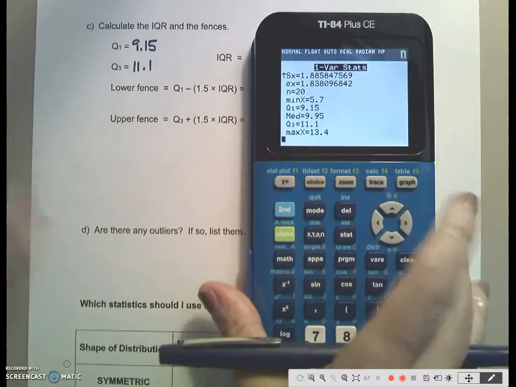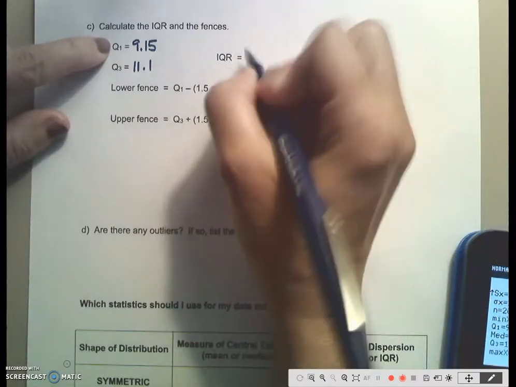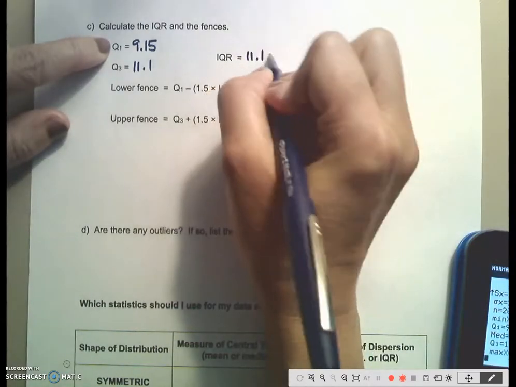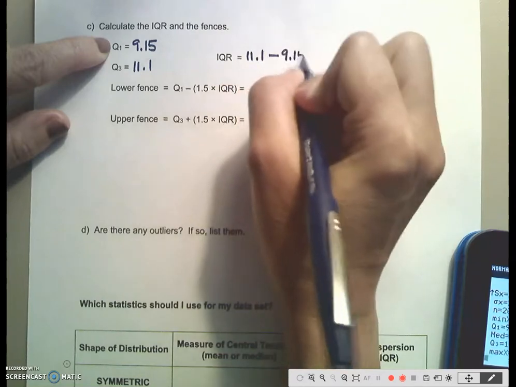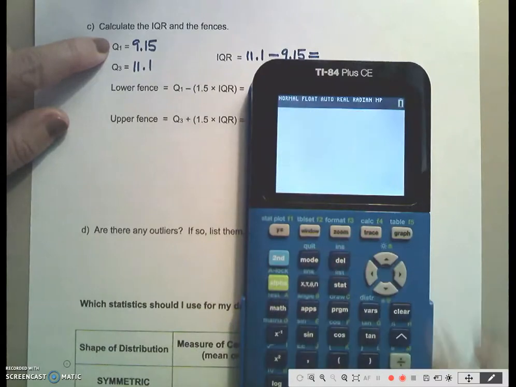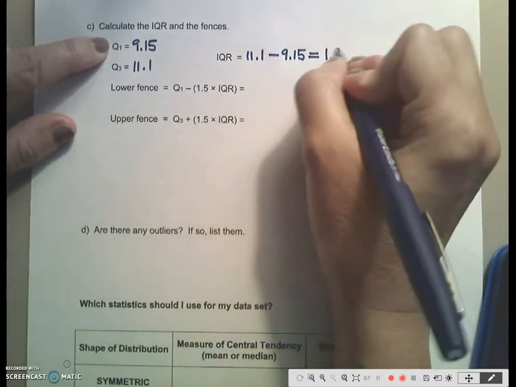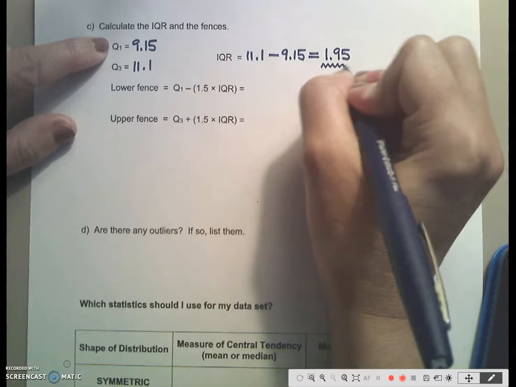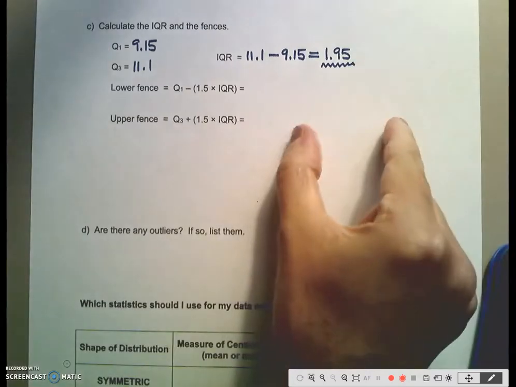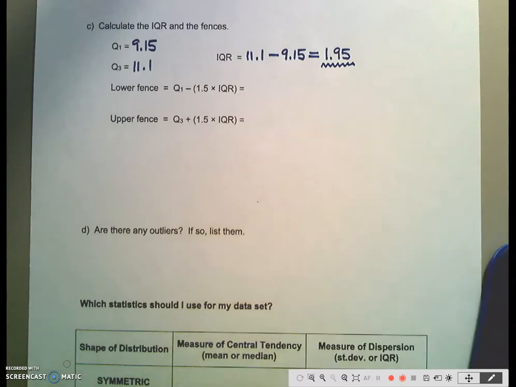And from that, we can figure out the IQR, okay? So the IQR is Q3 minus Q1. So it's going to be 11.1 minus 9.15. So we're going to subtract that. And again, I'm going to lose this screen. 1.95. That's how wide the spread is, which is actually not very wide. 1.95 is pretty small spread for that middle 50%.